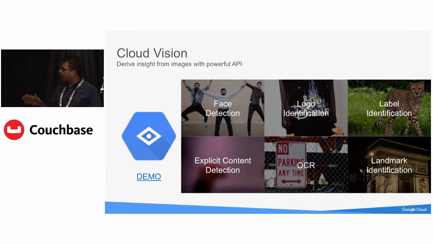So I'm going to give you kind of a brief tour of some of the big, interesting APIs we have around machine learning. So this is around Cloud Vision, and this allows you to take photos or videos and actually understand what's going on. So we actually have a cool demo of this.